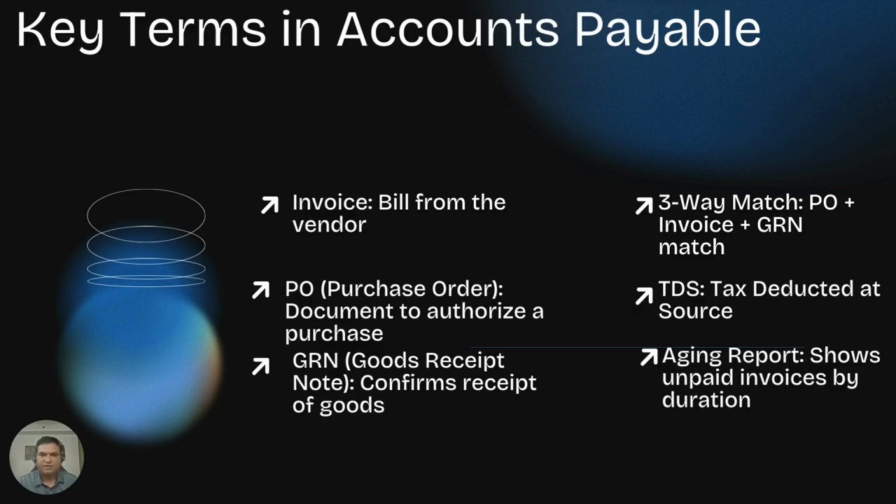The fifth one here is the TDS, tax deducted at source, which is a portion of money that the payer will be holding, which has to be paid to the government. And the final one is the aging report, which shows a report that contains multiple data sets.